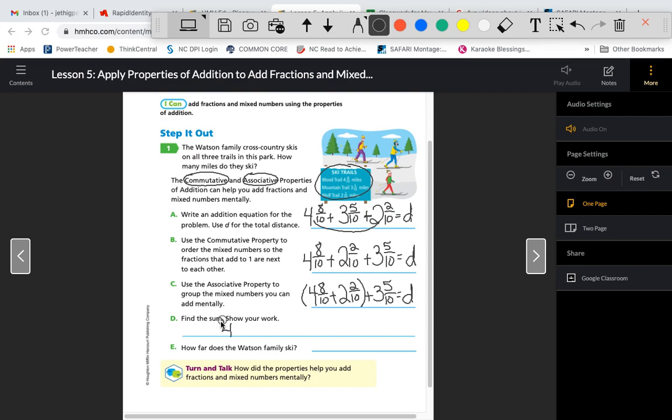So if we say 4 and 8/10 plus 2 and 2/10, I'm just going to rewrite that equation. So we know that 8 and 2 gives us 10, so 10/10 equals a whole. So we have 4 plus 2 is 6, plus 1 more whole is 7. And then we're going to add 3 and 5/10, and that's going to give us 10 and 5/10 miles. All right, let's go to page 410 and let's keep practicing that skill.